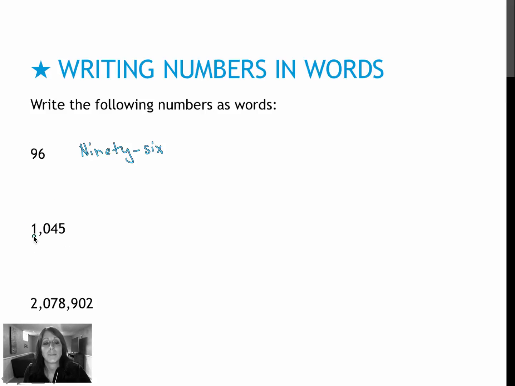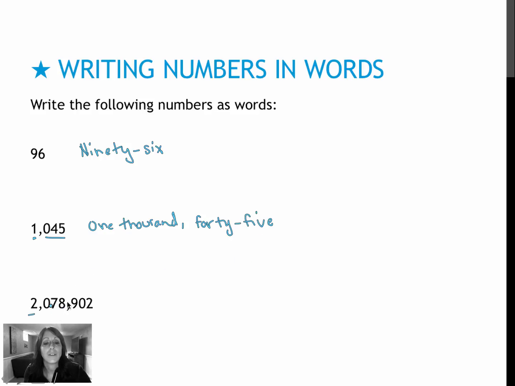For my second example, I have a 1 in the thousands place, so 1,000, and then a comma, and then I have 45 in the ones period, so 1,000, and then 45.